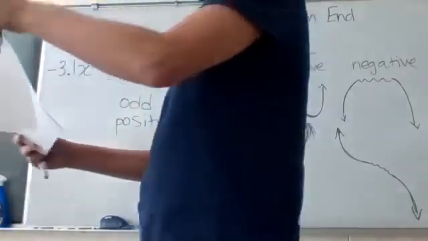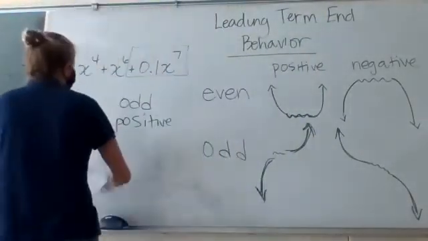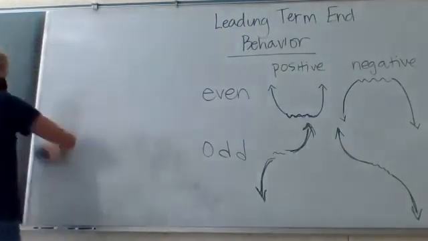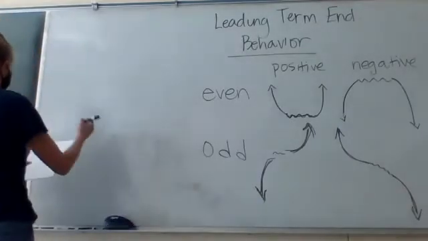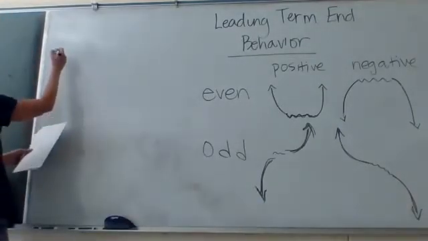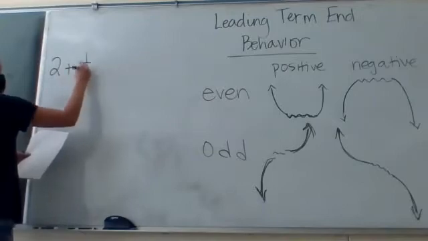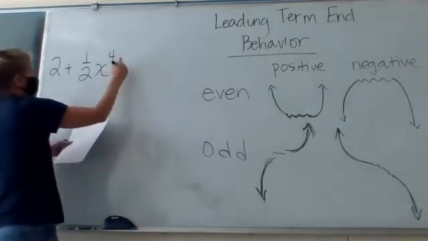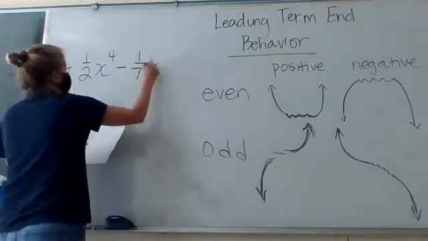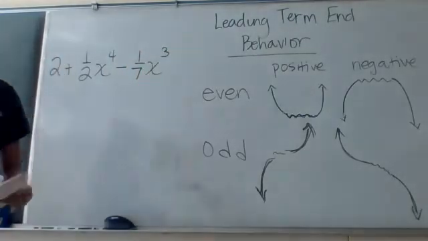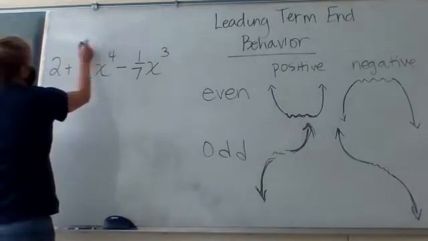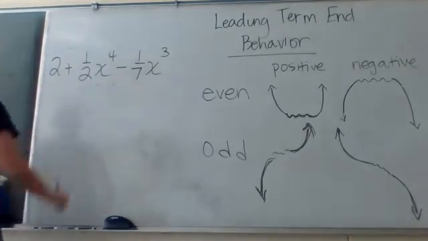Oh, there's one more of these. Two plus 1/2 x to the 4th minus 1/7 x to the 3rd. So first of all, go find your leading term, which is the term that has the highest exponent. This is this term right here.